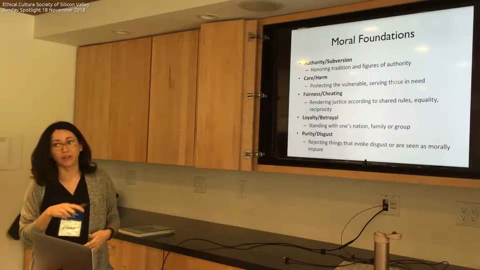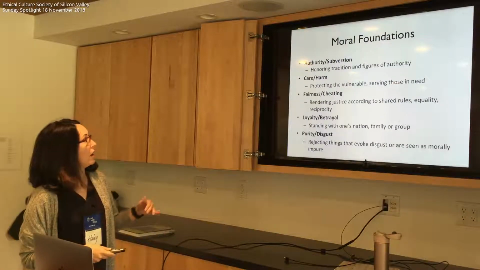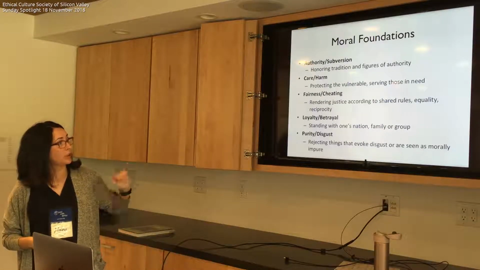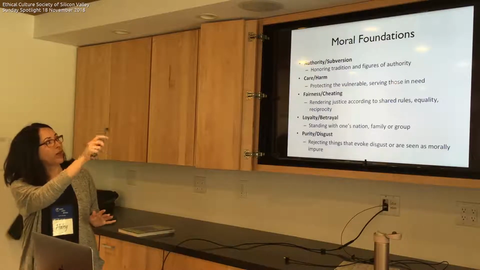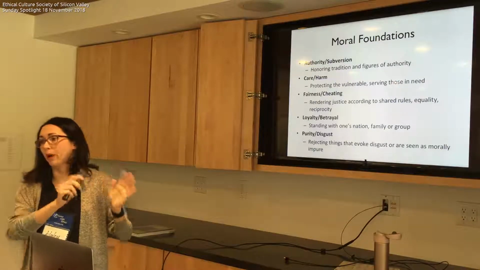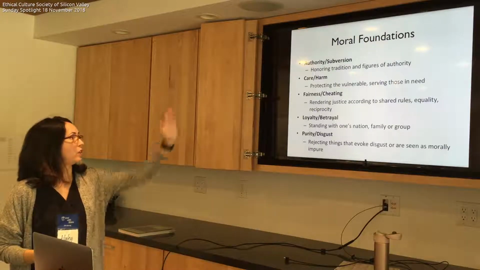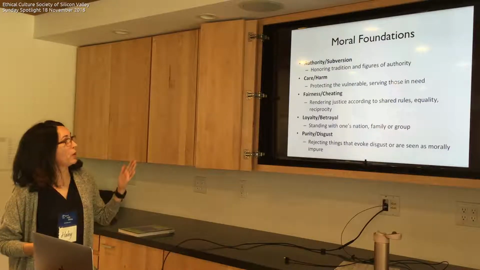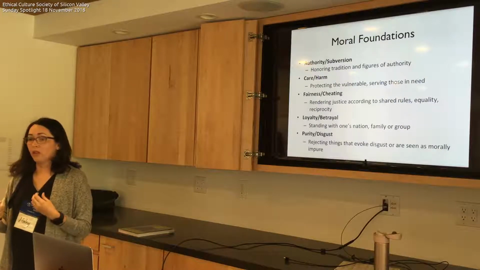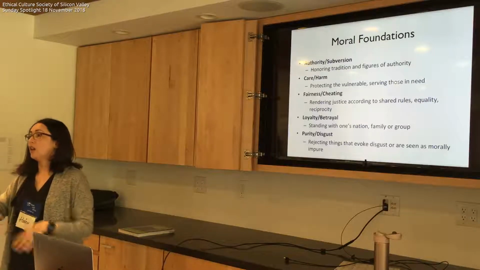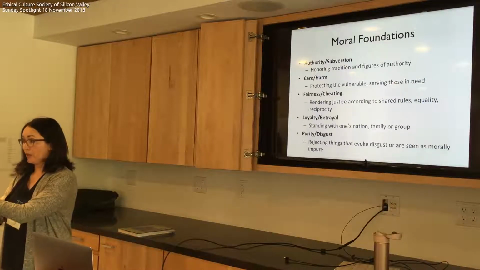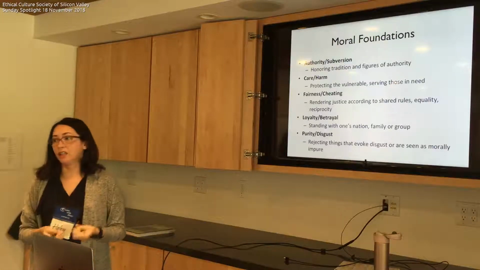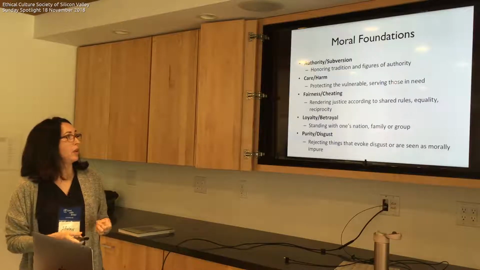So these moral foundations that were laid out by Jonathan Haidt are authority, care, fairness, loyalty, and purity. Here I've listed them with their counterparts as well, but in a later slide I'll just refer to them by those 5 names. Authority and subversion has to do with how much you value honoring tradition, honoring what you see as legitimate figures of authority. Care and harm refers to the value of protecting those in need, protecting the vulnerable.